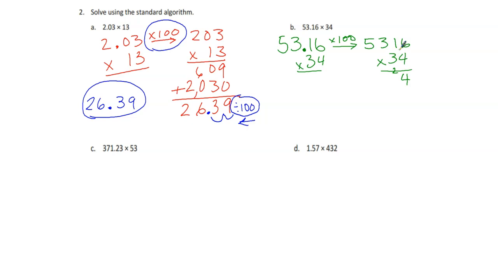9 times 1 ten is 9 tens, plus 5 tens is 14 tens. And I have 9 times 3 hundreds is 27 hundreds. Regroup my hundreds, and I have 9 times 5,000 is 45,000, plus my 2,000 is 47,000.